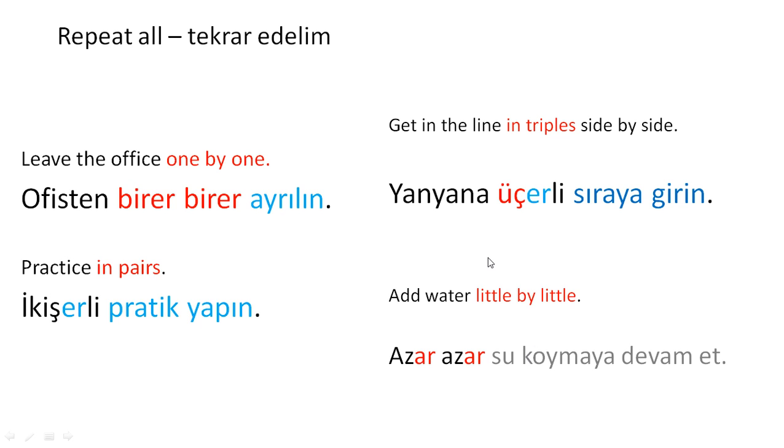Alright, I hope it's clear enough how to use these distributive numeral adjectives. Again, I want to repeat: one by one, one after another, we say in Turkish birer birer. In pairs or two people, ikişerli. Or you can say triples, 3 by 3, üçerli. Or you can use adjective words, little by little, azar azar.